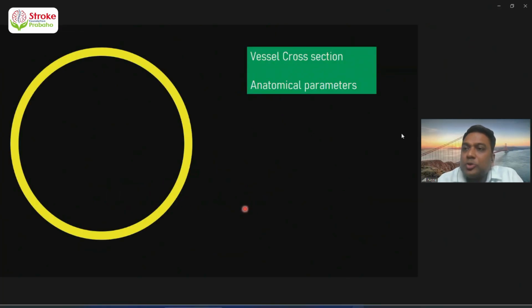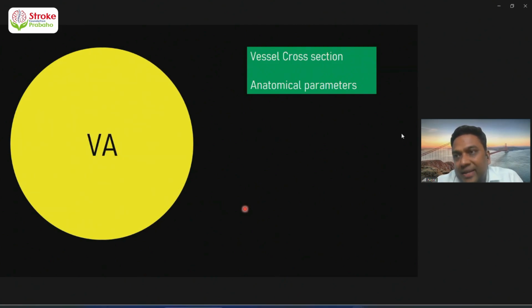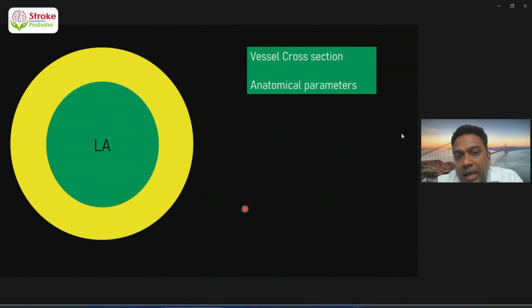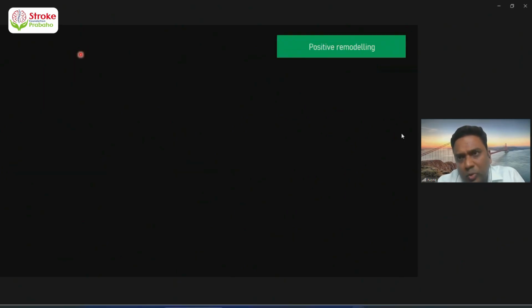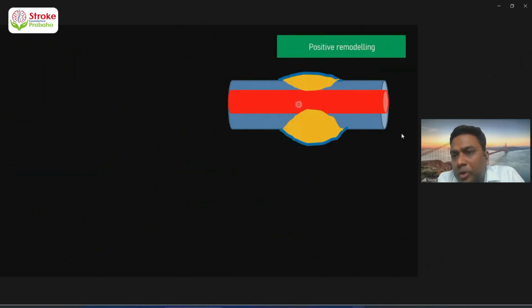So let's look at two important vessel parameters. One is the vessel area, that is the outer diameter of the artery, and the other one is the lumen area, that looks at the luminal side. The difference between the vessel area, which is the outer diameter, and the lumen area gives what is called the plaque size. So why is it important? This is a positively remodeled artery. So you compare two sides, the lesion site with the reference site.